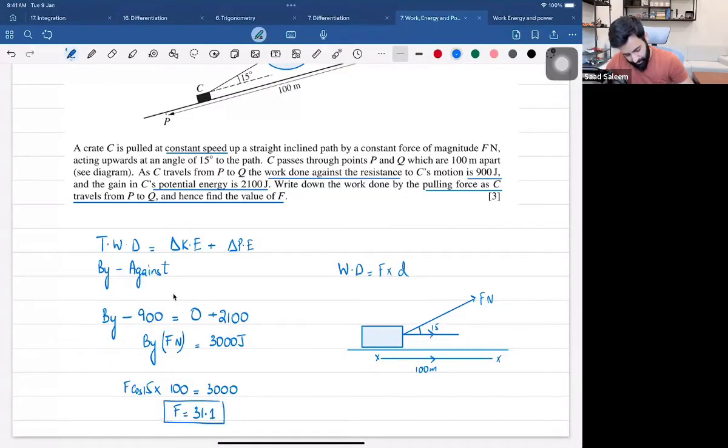That's the answer. Now, I want you guys to, as always, take a good look at it. Let me know if you have any questions. Just remember the formula: total work done is equal to the change in potential energy plus the change in kinetic energy, and total work done is basically by minus against. Simple.